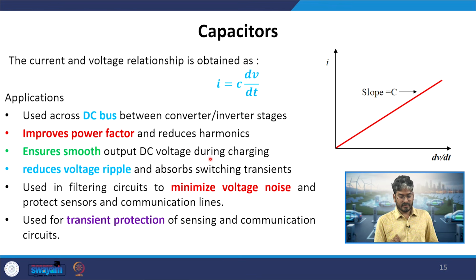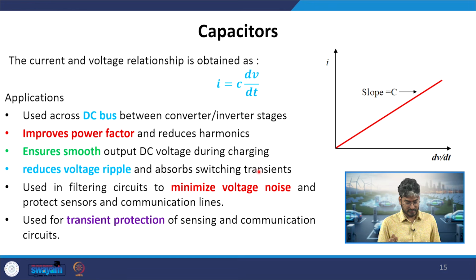It ensures smooth output DC voltage during charging. When we go for our DC to DC converter, we will see that when a capacitor is connected at the output stage, it ensures our DC voltage is smooth for a better charging experience. So it reduces the voltage ripple. As a complementary task, our inductor was reducing the current ripple, and our capacitors will be reducing our voltage ripple.